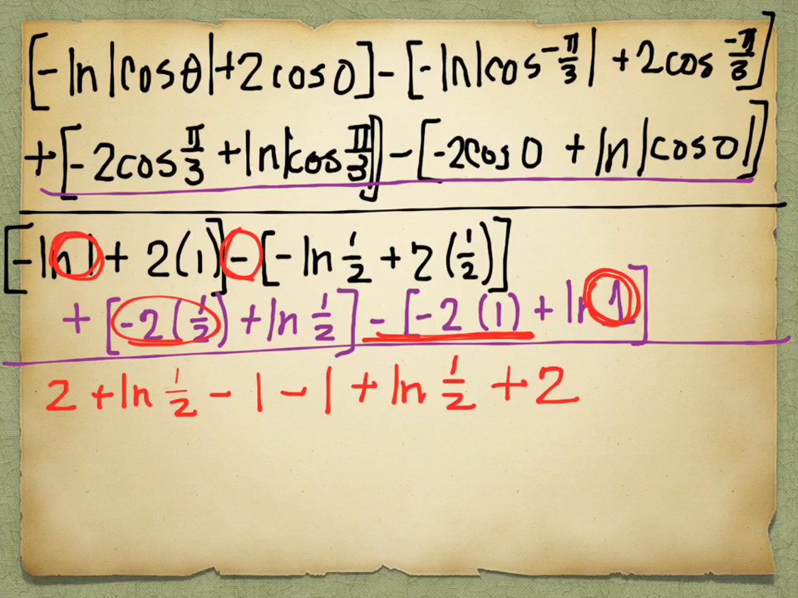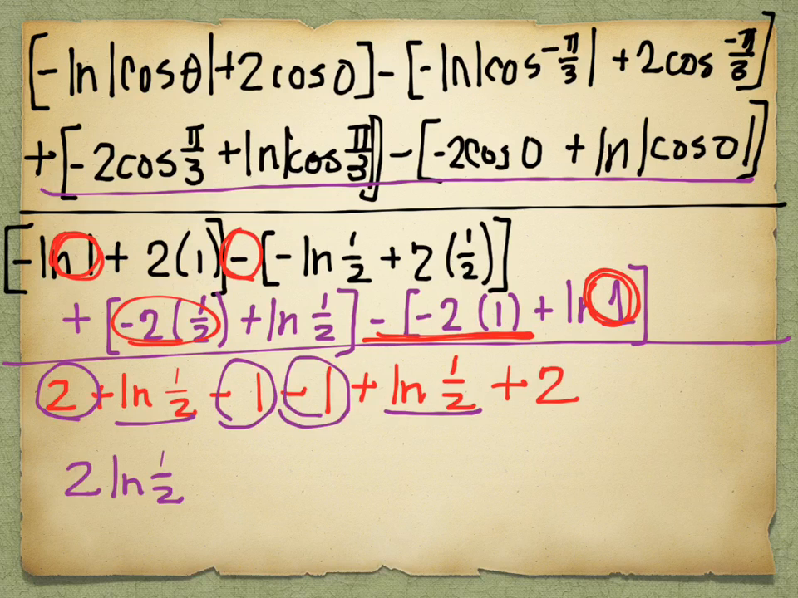Okay, let's collect like terms. Let me do the natural logs first. I have 2 ln 1/2. Then I have 2 minus 1 plus 2 for a grand total of 2.